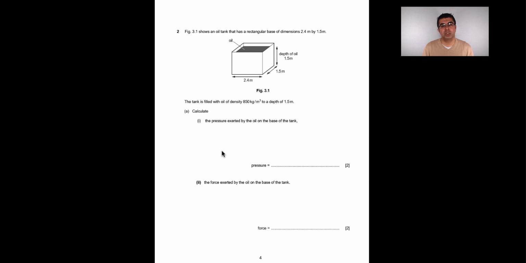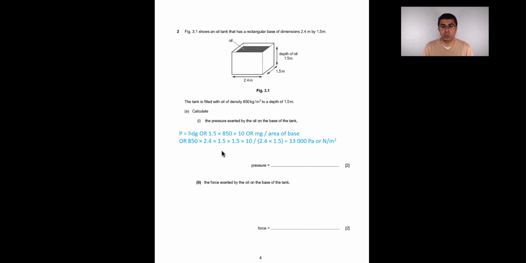Well, with regards to fluids or liquids in this case, pressure is density times gravity times height. Pressure in solids is force divided by area. It's the oil that's causing pressure on the solid base. So the formula that we should use here is pressure equals density times gravity times height. And if you multiply these together, 850 times 1.5 times 10, it's been rounded here to 13,000 Pascal or newtons per meter squared, but the answer is actually 12,750. Don't worry about the rounding.